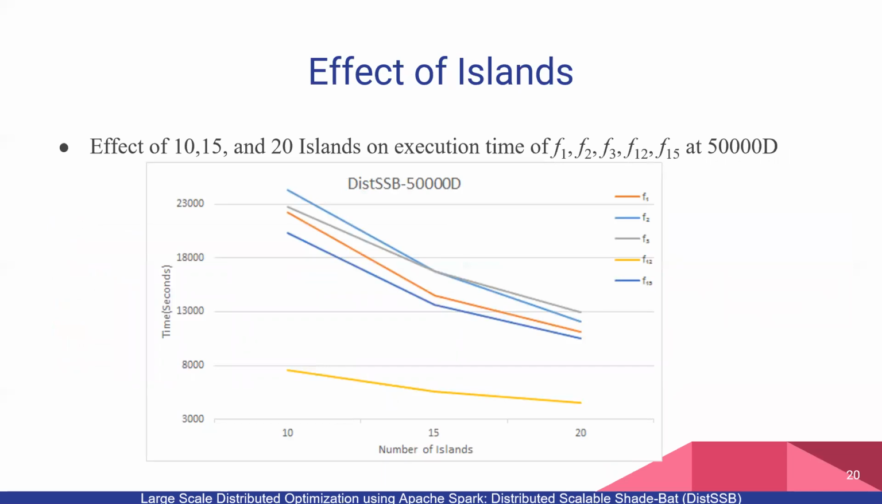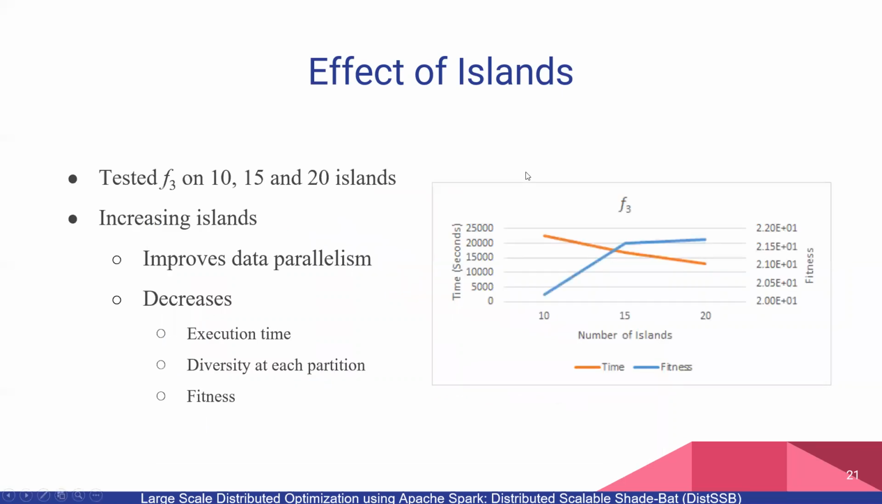We have analyzed the behavior of distributed SSB against a varying number of islands. It is observed that by increasing the number of islands, execution time decreases significantly for various functions. Also, we have done convergence analysis for a varying number of islands. Increasing islands may improve data parallelism. However, it decreases diversity and overall fitness value.